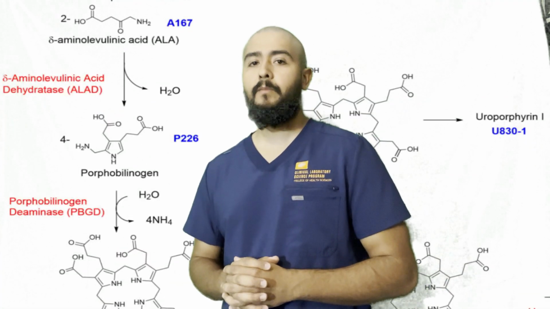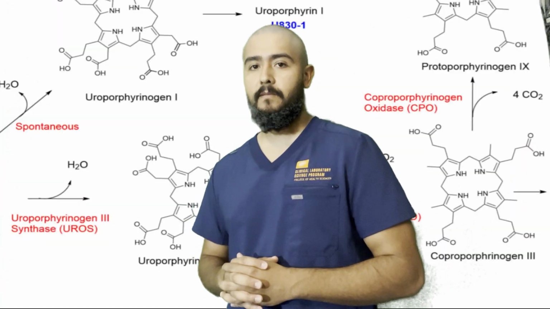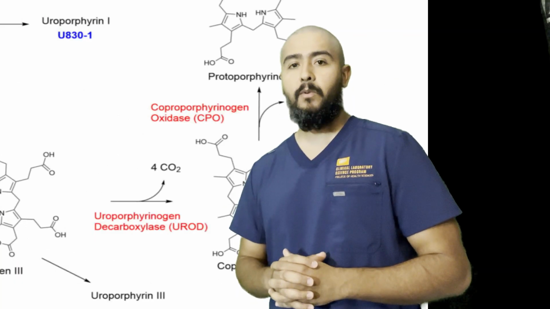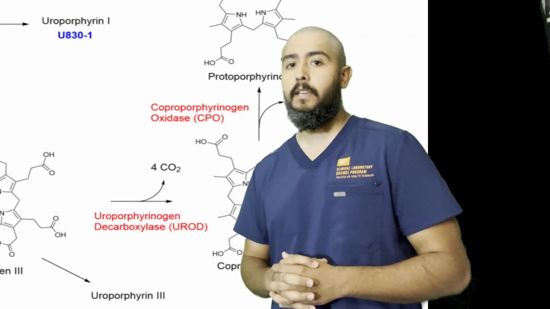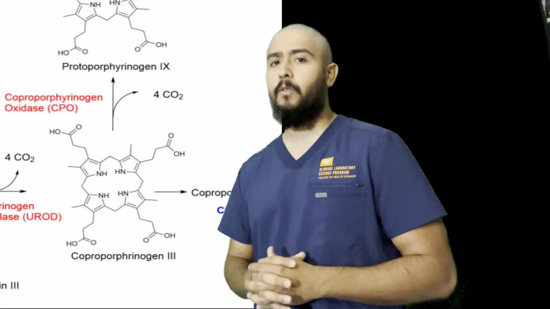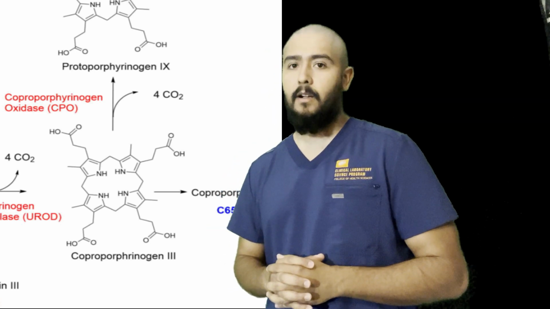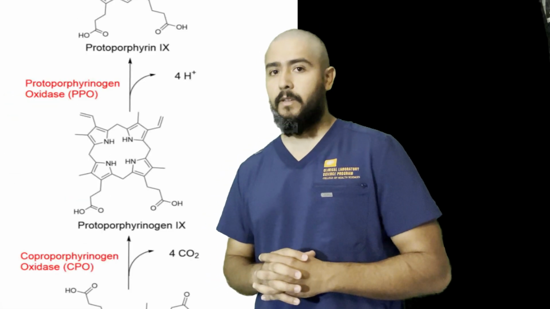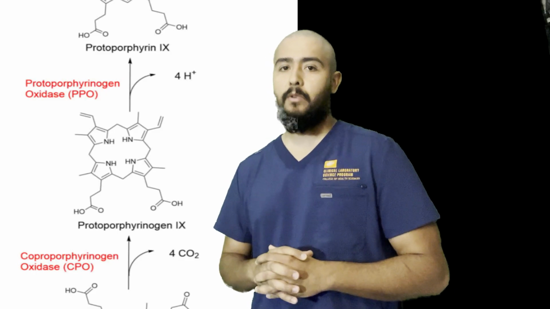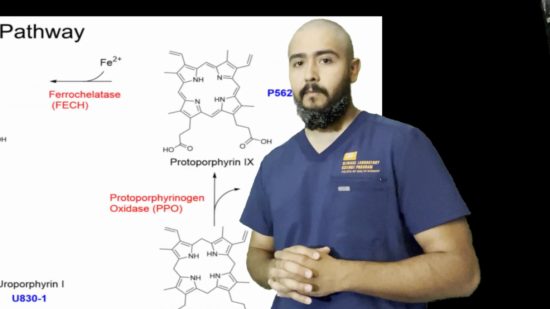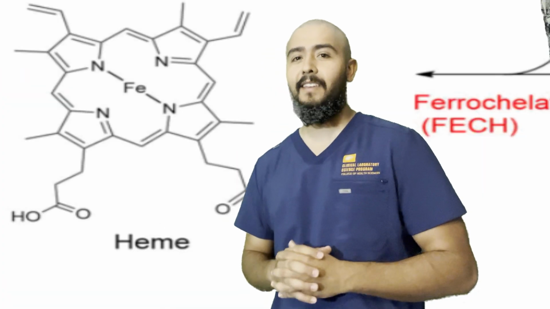Now we combine porphobilinogen and uroporphyrinogen III synthase to make uroporphyrinogen. Now we combine uroporphyrinogen with uroporphyrinogen decarboxylase to make coproporphyrinogen. Now we take this coproporphyrinogen and go back to the mitochondria and combine it with coproporphyrinogen oxidase to make protoporphyrinogen III. Now we take the protoporphyrinogen III and combine it with protoporphyrinogen III oxidase to make protoporphyrin. Protoporphyrin combined with ferrochelatase makes a heme molecule.